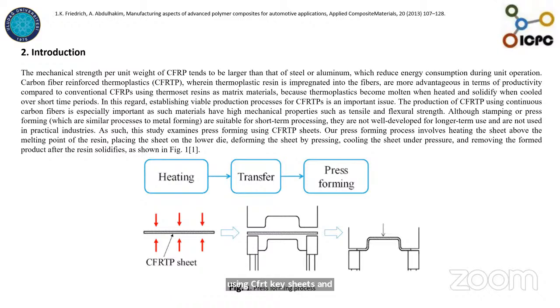And these processes also involve heating the sheet above the melting point of the resin, placing the sheet in the lower die, and deforming the sheet by pressing and cooling the sheet under pressure, and removing the formed final product after the resin solidified, as you can see in figure one. You can have the schematic production as you can see here.